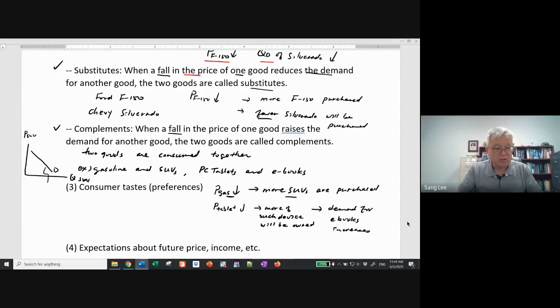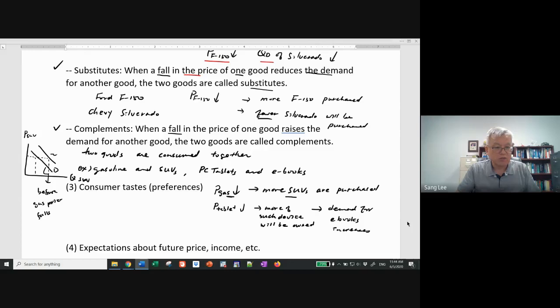This is what before gas price falls. But after gas price falls, then what? People now find SUVs more attractive because maintenance cost is lower. So now what? Say SUV price was over here, let's say 40,000, whatever. But even at the same price, there was no change in price. But as the gas price goes down, people buy more SUVs.